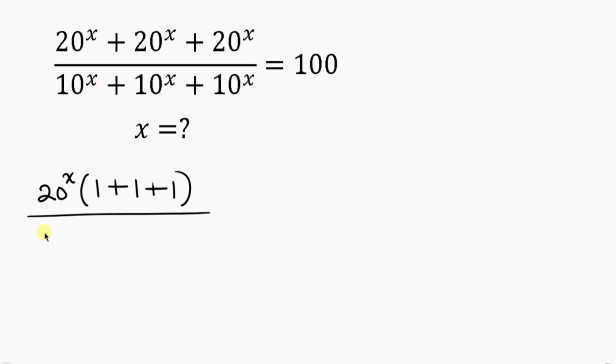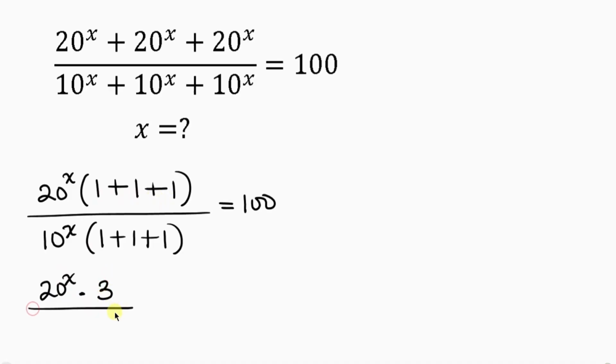10 to the x is common, so we bring that out, open brackets. Now when we divide individually, we're going to have the same thing. 1 plus 1 plus 1. That is it. And this is equal to 100. Now this simplifies into 20 to the x times 1 plus 1 plus 1 is 3, all over the denominator, we have 10 to the x times 1 plus 1 plus 1 is 3. And this is equal to 100.